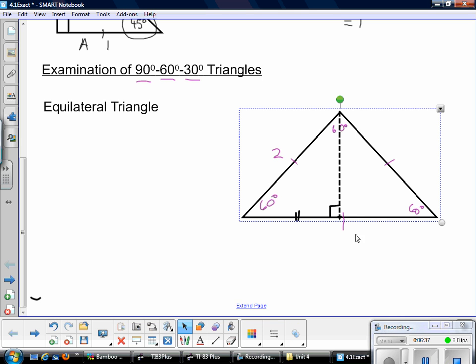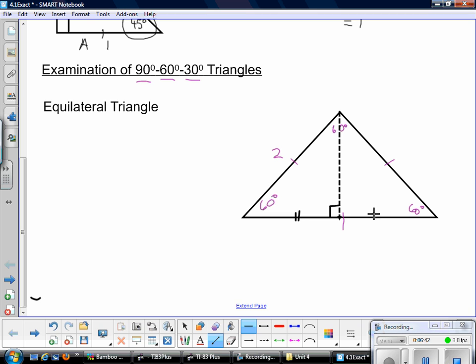So that's one property of an equilateral triangle: when I drop a perpendicular bisector, it cuts it in half. So let's take a closer look. I said the side length was 2, so that means the side length of part of this is going to be 1. So this is a side length of 1 based on that.